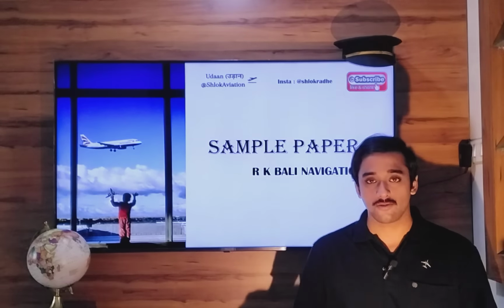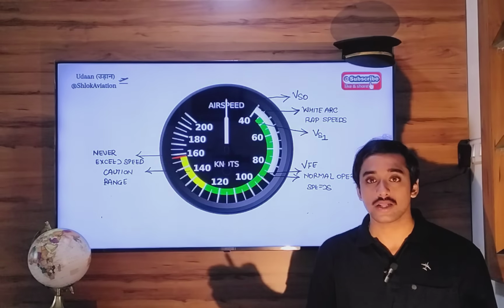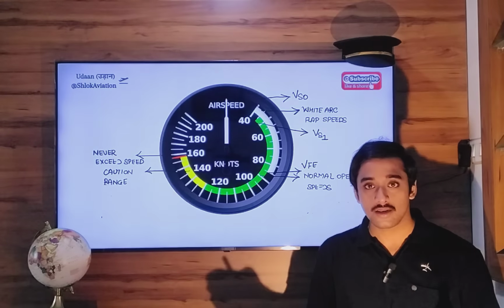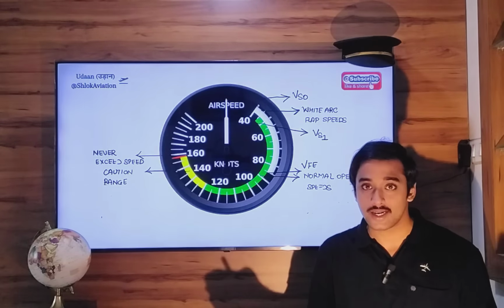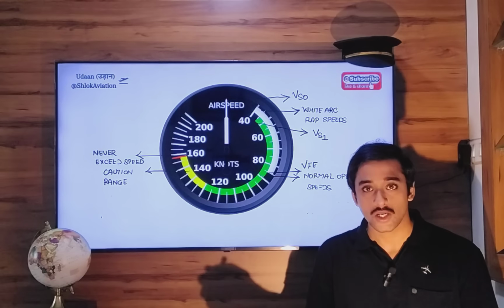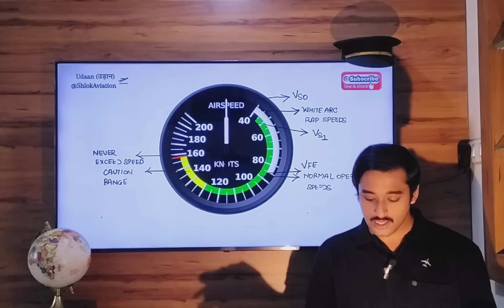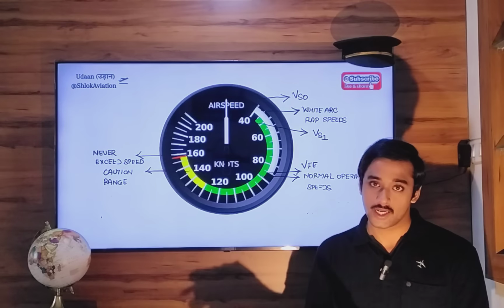Next, the green range or the green arc. The lower limit of this green arc is called VS1. Stall speed of your aircraft in clean configuration. Clean configuration means when flaps are not extended, they are fully retracted. And if your aircraft has retractable landing gear, that landing gear is retracted in the belly of aircraft or inside the fuselage. So that is clean configuration. No flaps, no landing gear, nothing. So stall speed of your aircraft in clean configuration.